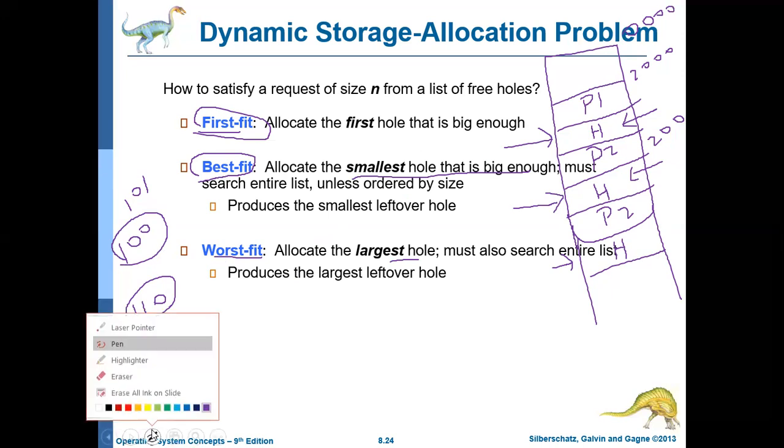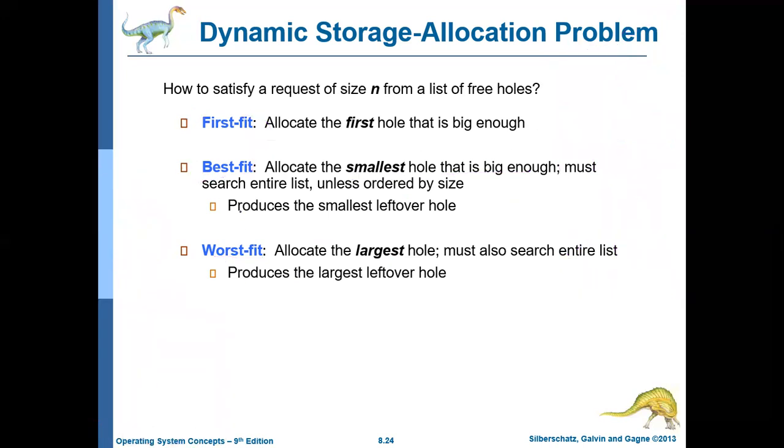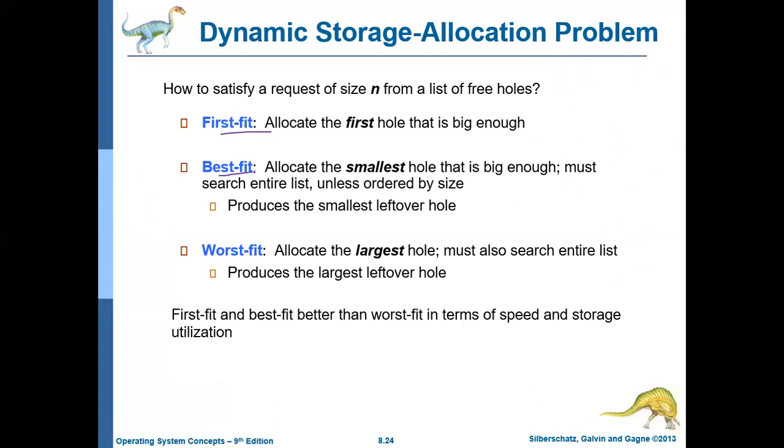So these are the three ways in which holes can be allocated when you are using a variable size partition. Research says that first fit and best fit give better performance than worst fit. Simulations and research say that first fit and best fit are better than worst fit in terms of decreasing time and storage utilization.